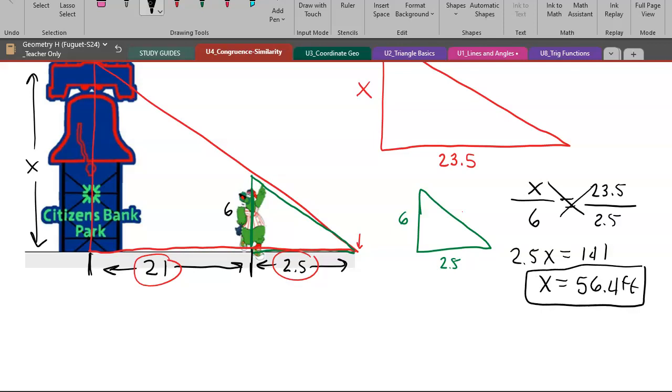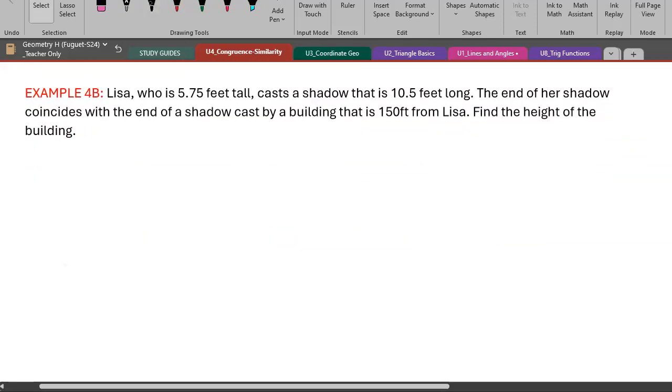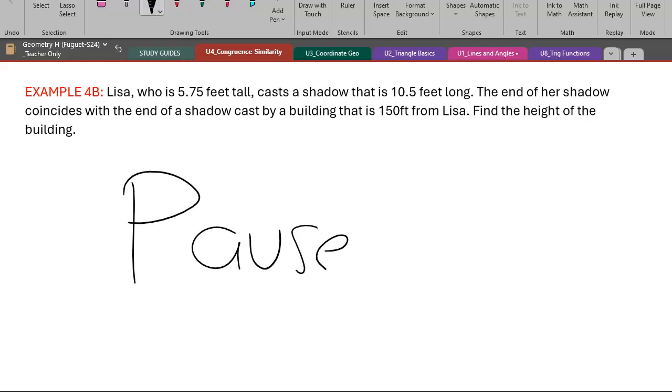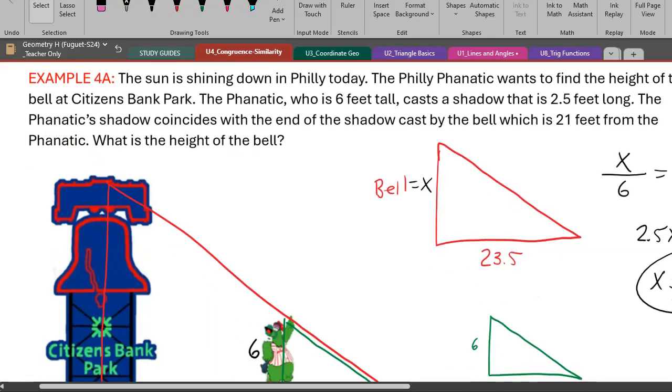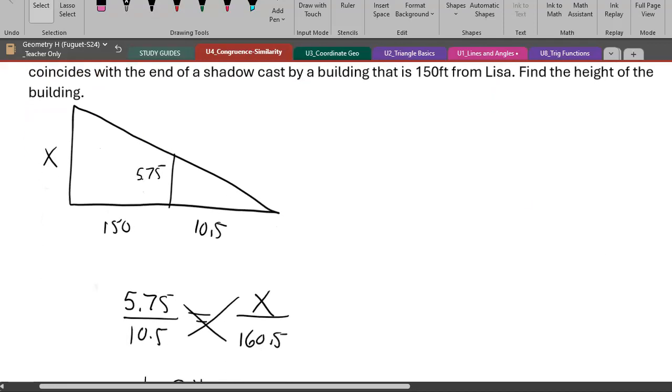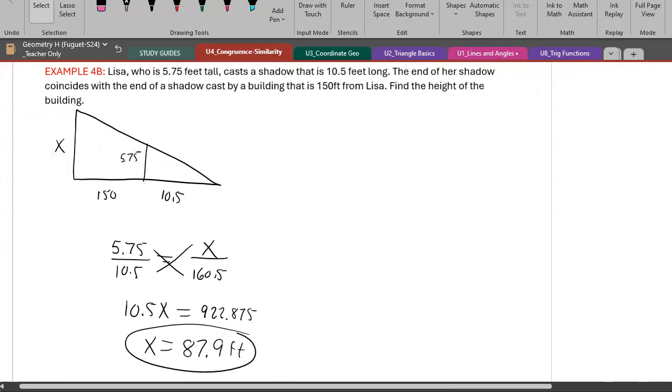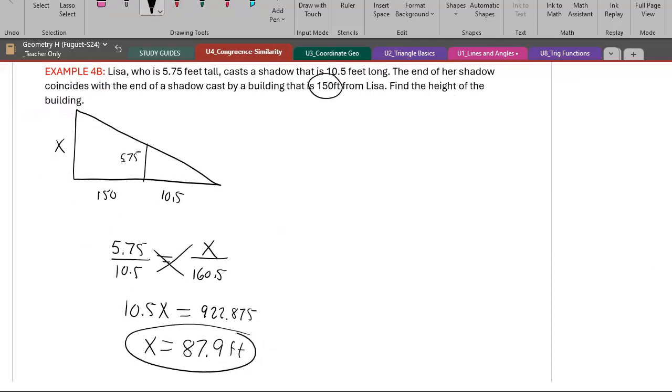All right, final time, I'm going to have you pause the video and try this last example about Lisa trying to find the height of a building. Go ahead and pause for this. And here is that last problem. So take a look here. Once again, we've got to be very careful that that 150 is not the shadow of the building. Rather, it is the distance from Lisa to the building. So we actually have to add Lisa's shadow onto that to get the 160.5. So that will conclude all of these problems here.